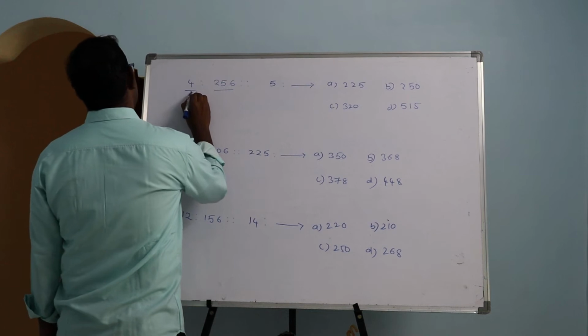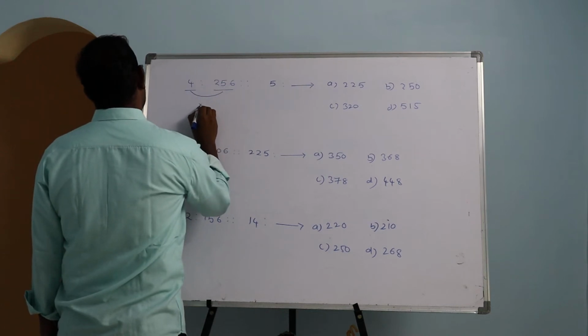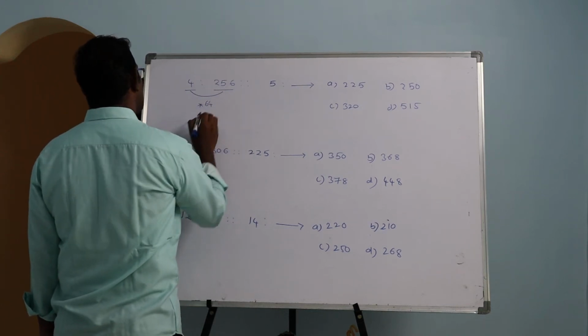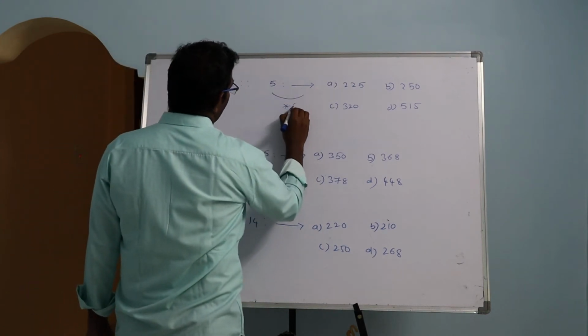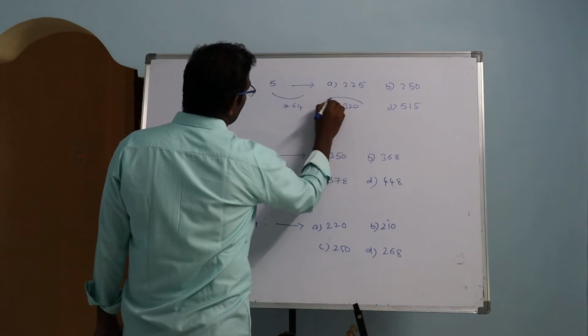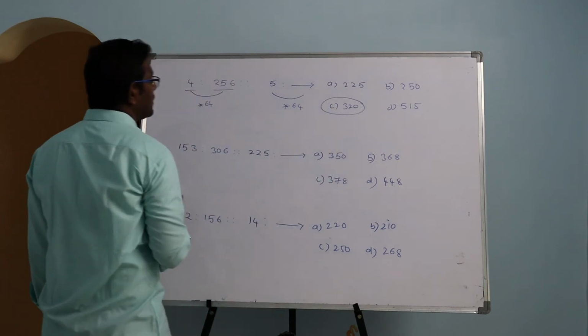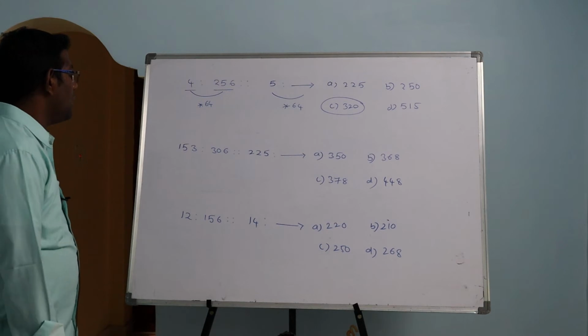4 is 256. 4 times 64 is 256. In the same way, 5 times 64 is 320. 320 belongs to option C. Next bit, sir.